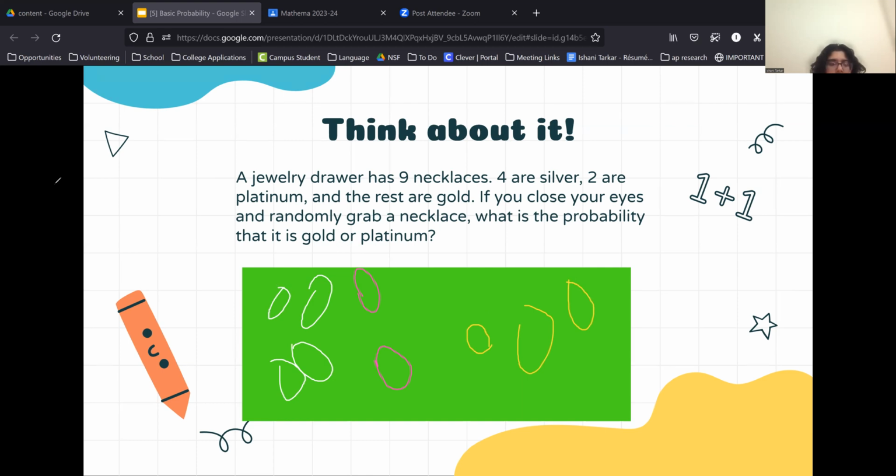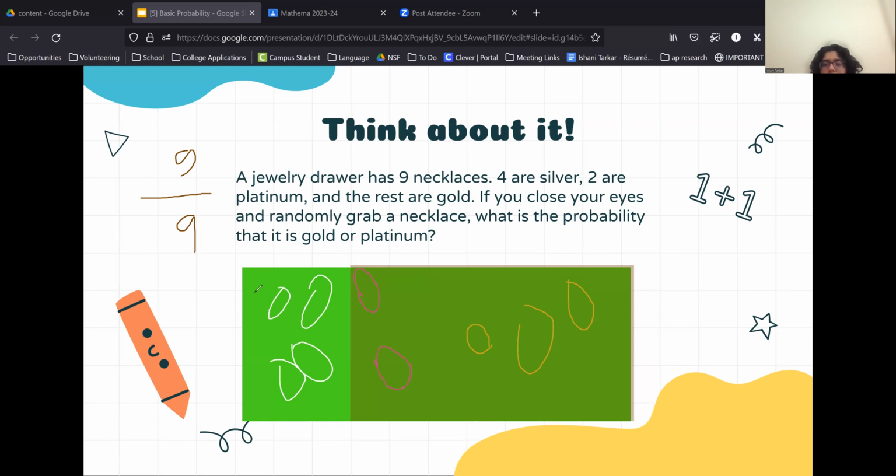So gold or platinum would be whatever this set would be, right? So that is 1, 2, 3, 4, 5 total, right? So that would mean that the total number of desired outcomes is 5, while the total number of outcomes is 9. So that would mean the probability it is gold or platinum is 5/9.